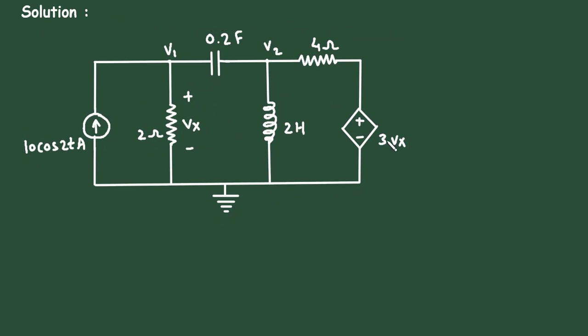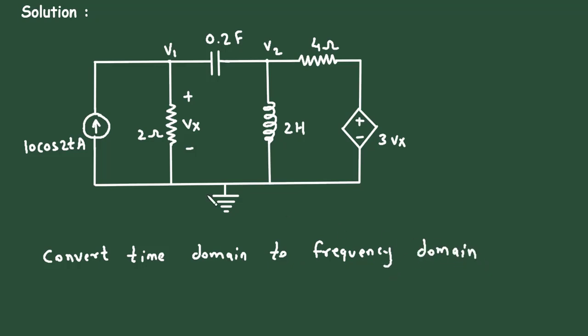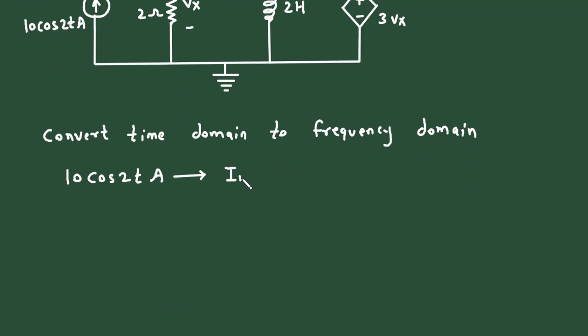Now here we can see these values are given in time domain format. So we will convert this into its equivalent frequency domain format. Convert time domain to frequency domain. Now here we can see it is 10 cos 2t ampere. If we compare this with the standard equation, it will be Im cos omega t plus phi.